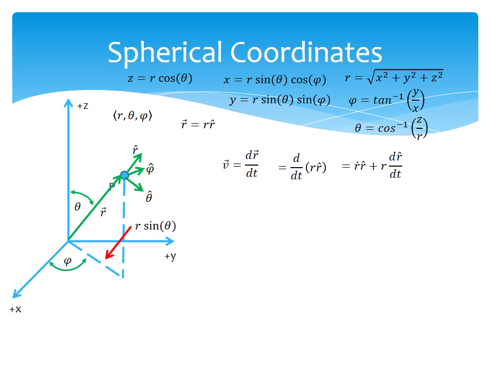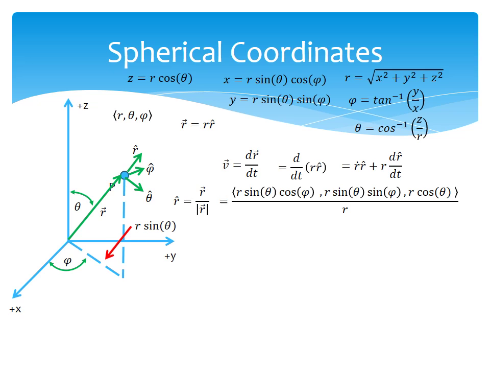But the problem is how does r hat change in time? Well, to do that, I want to calculate the magnitude of r hat. And to do that, I apply this definition. This would be in Cartesian coordinates. It just so happens it's easier to do this in Cartesian coordinates than in cylindrical or in spherical coordinates. And so I get this expression.